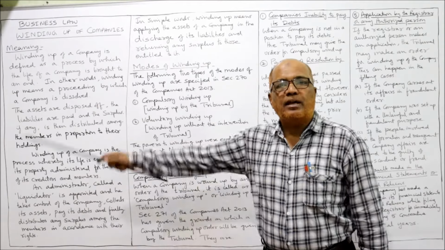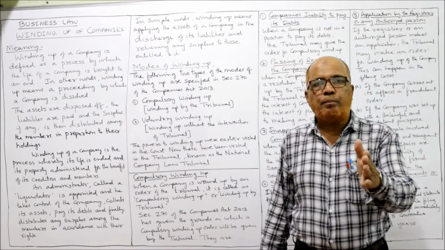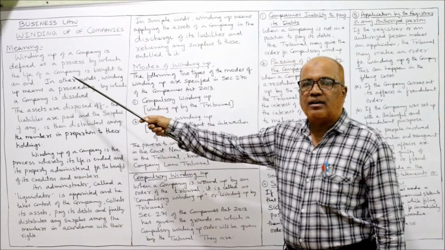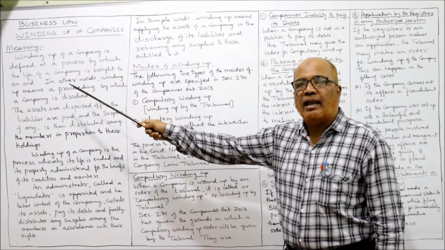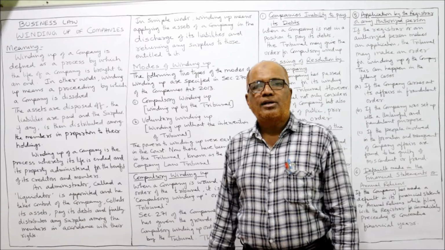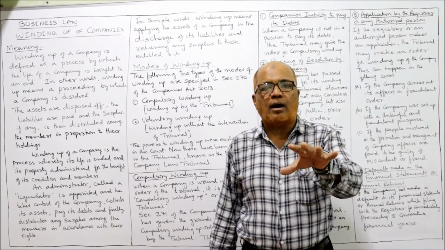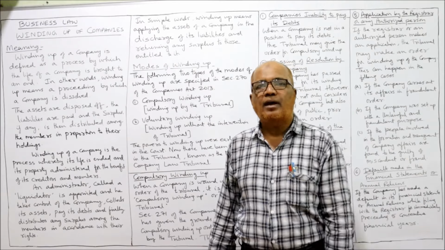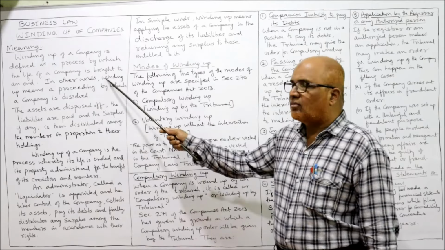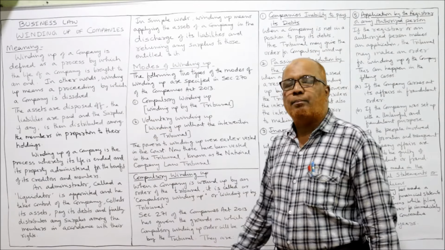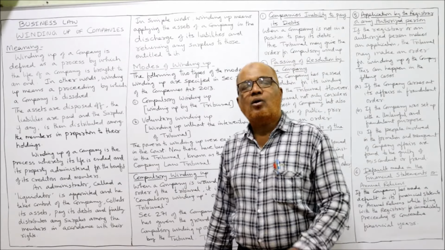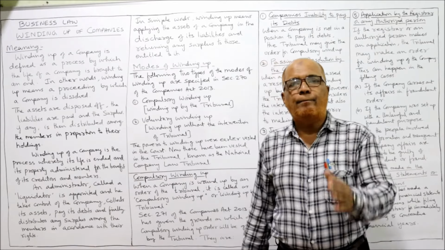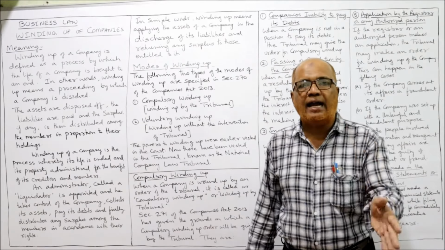So closing a company is called winding up. That means stopping the life of the company is called winding up. Winding up of a company is defined as the process by which the life of the company is brought to an end. So it is a process. In other words, winding up means the proceeding by which a company is dissolved. So we can call it dissolution of a company, or winding up of the company: bringing the life of the company to an end.